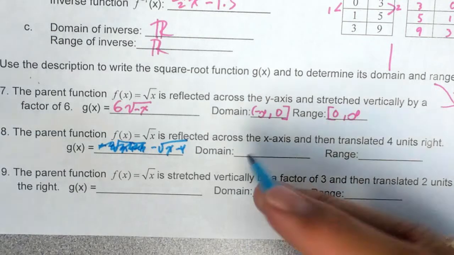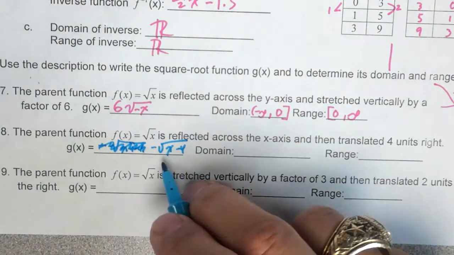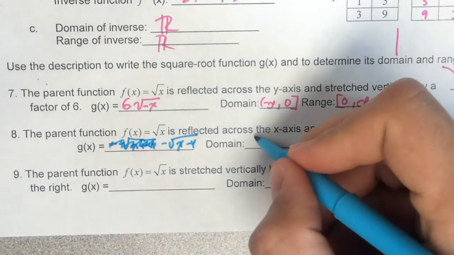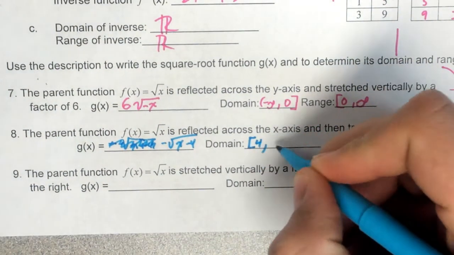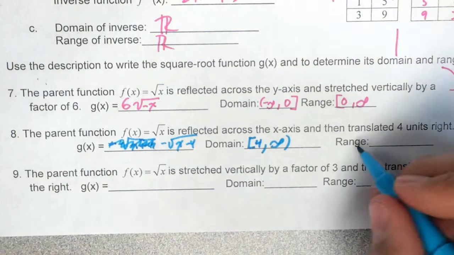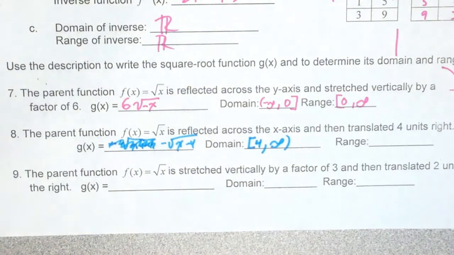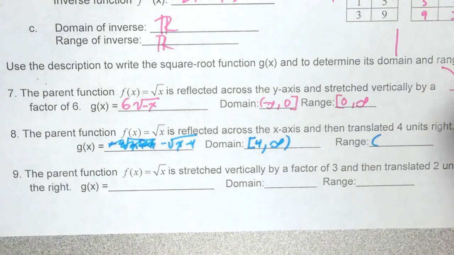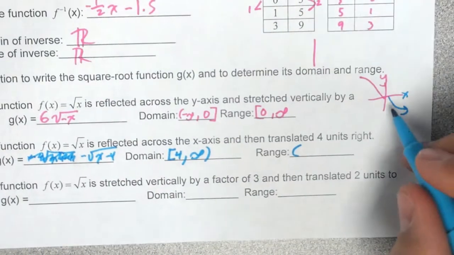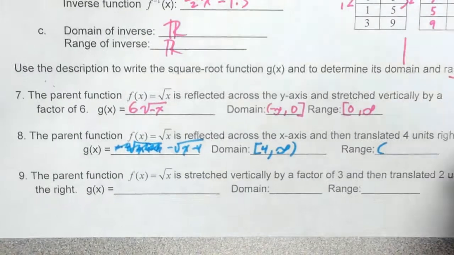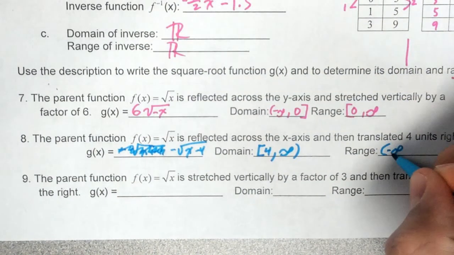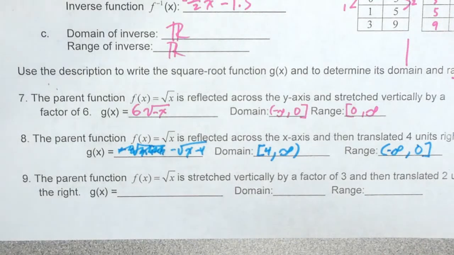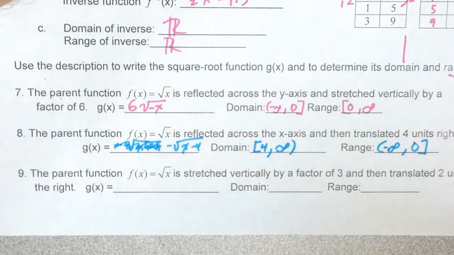Domain, so since we're reflected across the x, it's going down, doesn't change there. But since it's translated to the right, my domain is going to start at positive 4 and go to infinity. My range, since it's reflected across the x, is going to come from the bottom. It's going to look like this down here somehow. It's going to come from negative infinity and go to 0 because it's not moved up or down. I'll let y'all do number 9.